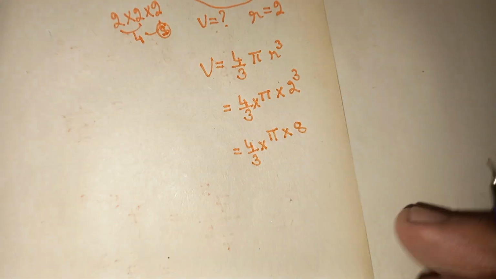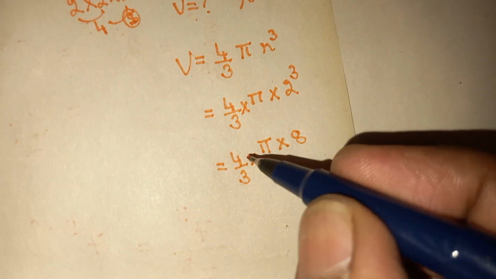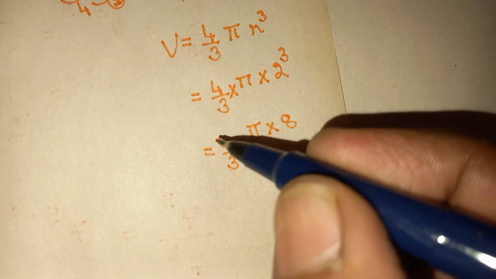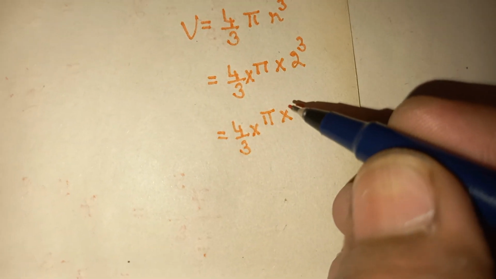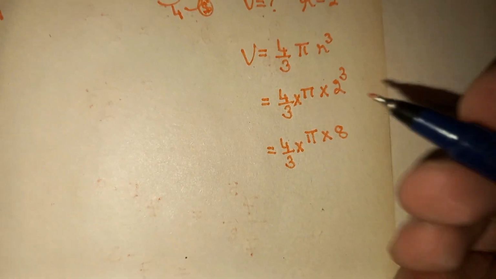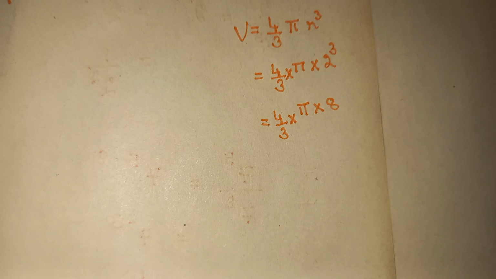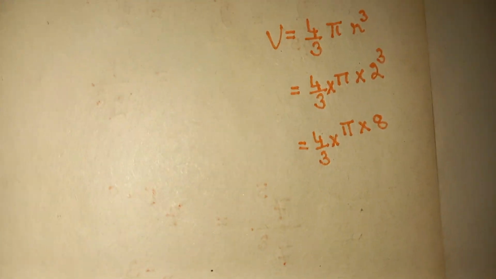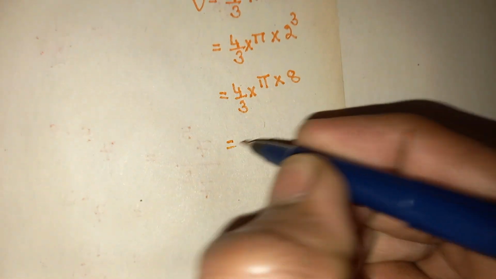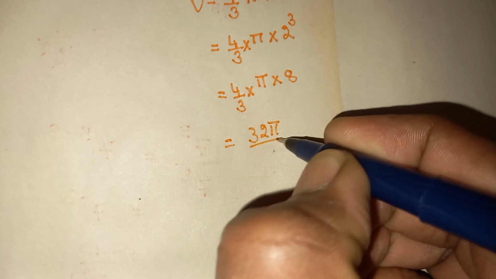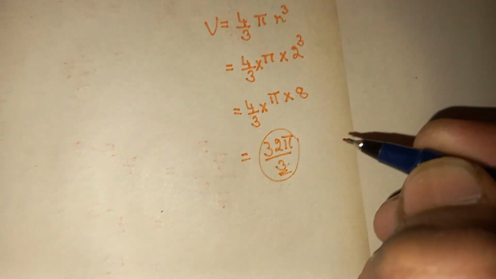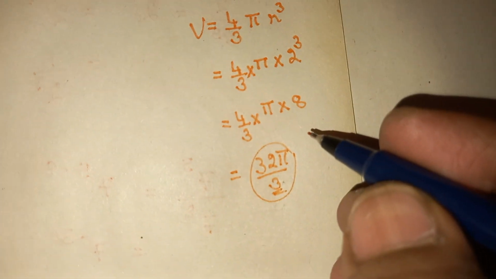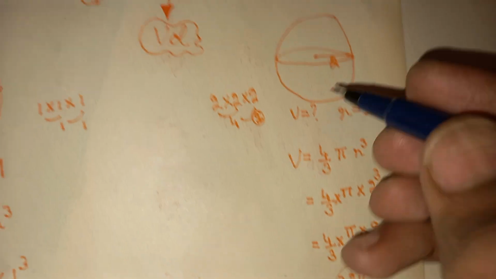You cannot divide 3 with 8, so you can multiply here. 4 times 8 is 32, 32 times pi, which becomes 32 pi. So this is equal to 32 pi by 3 cubic units. That's the actual volume of this sphere.